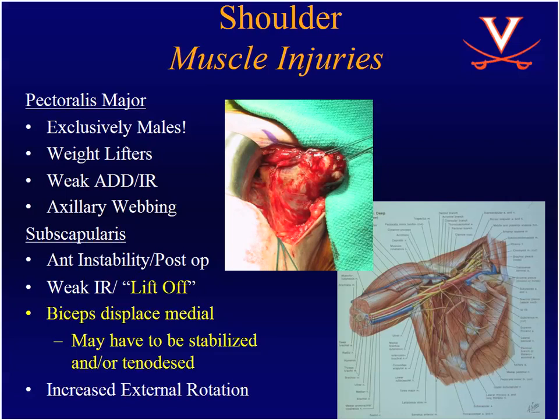Well, how about a subscap rupture? We've already talked about that. They love asking about subscap ruptures, and the key issue is they'll have that lift-off sign, and they may have a biceps that displaces. So if you get an MRI and you see a medial displacement of the biceps, suspect that the subscap is torn. So when you repair the subscap, you need to stabilize the biceps or tenodesis it.